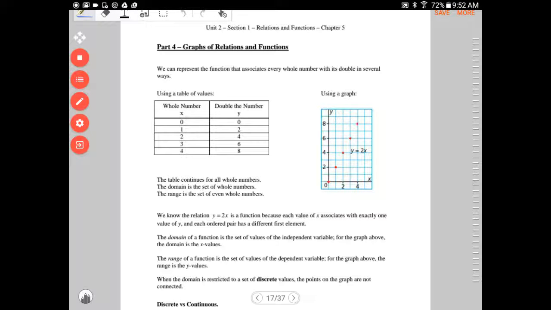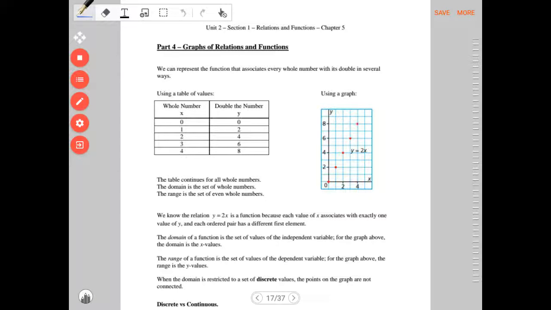All right, part 4, graphs of relations and functions. We can represent the function that associates every whole number with its double in several ways. We can use a table of values. So the whole number x, and then double the number, we'll call that y.